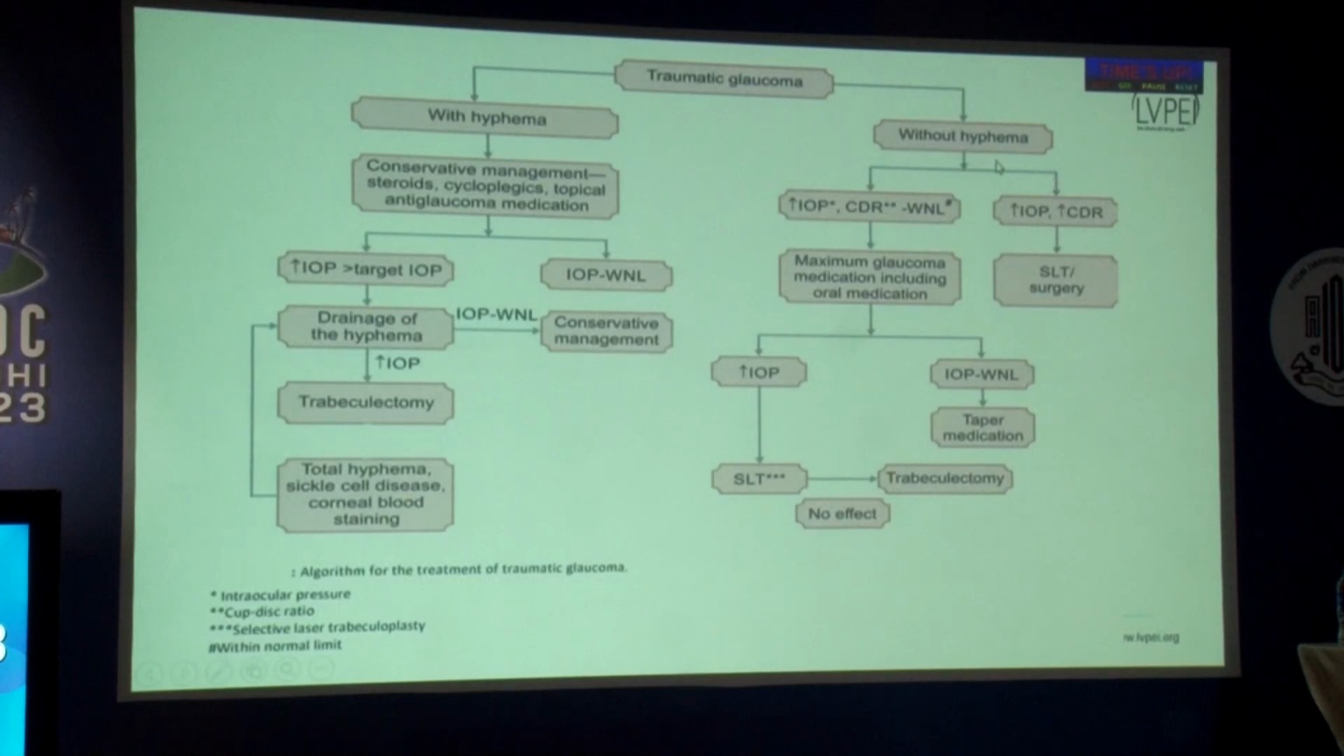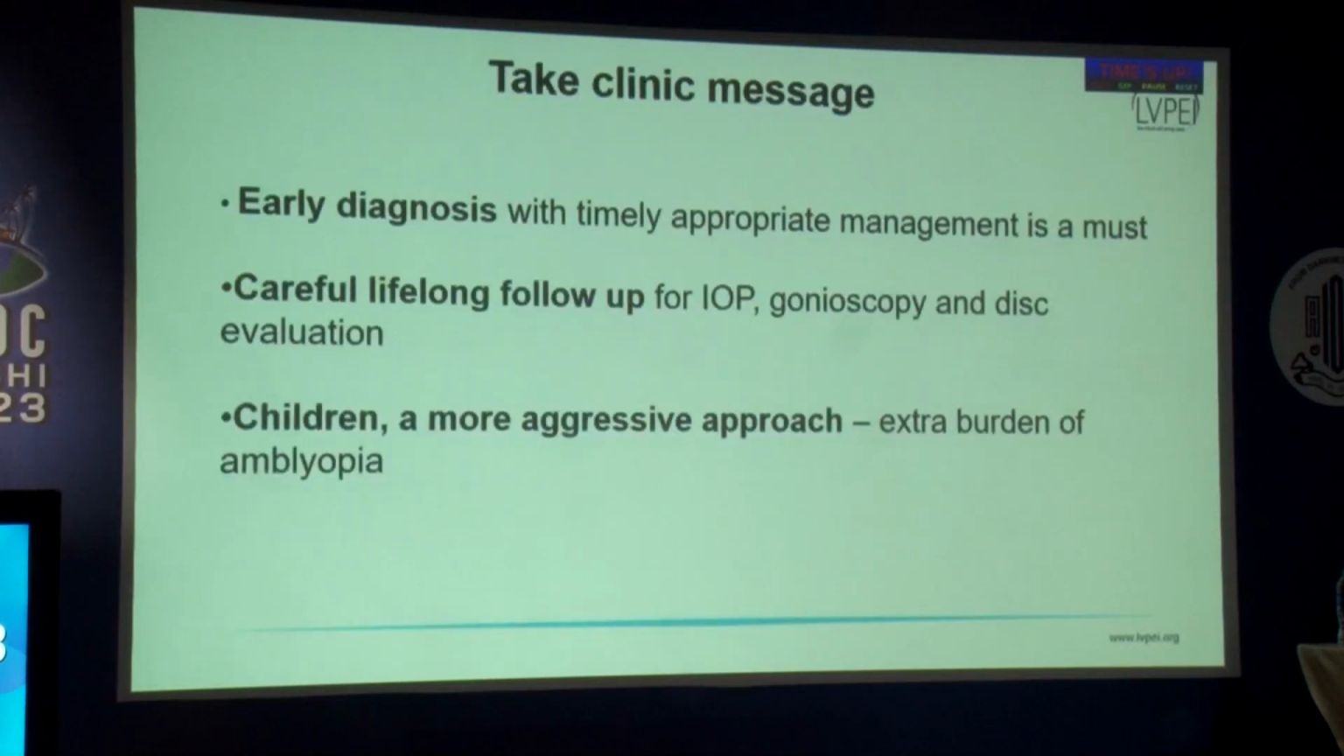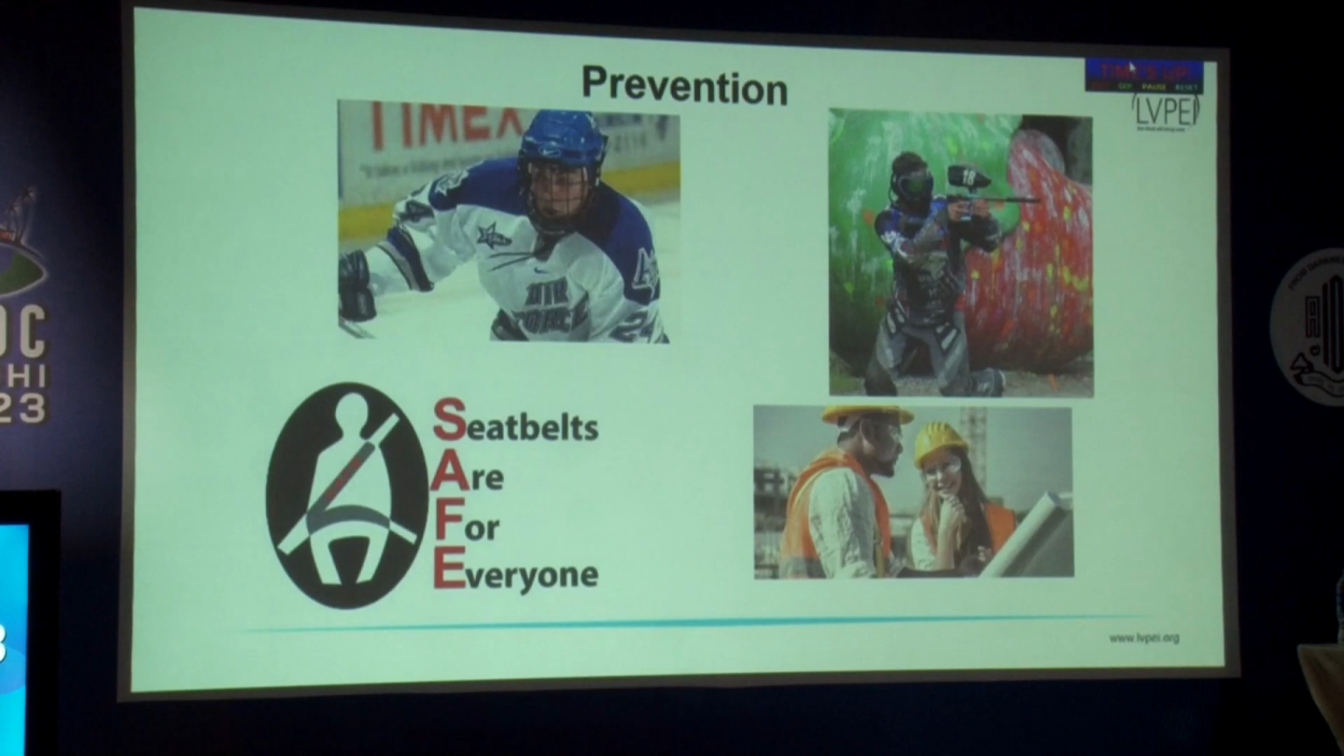But if there is traumatic glaucoma with increase in IOP, target IOP not being reached, and then glaucomatous changes in the disc, we'd like to go for surgery. So the take-home message is that we have to diagnose traumatic glaucoma early and do a careful follow-up, and more aggressively in children. But most importantly, prevention is better than cure.